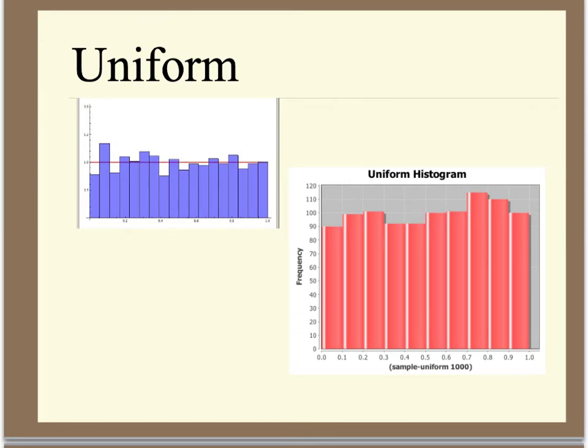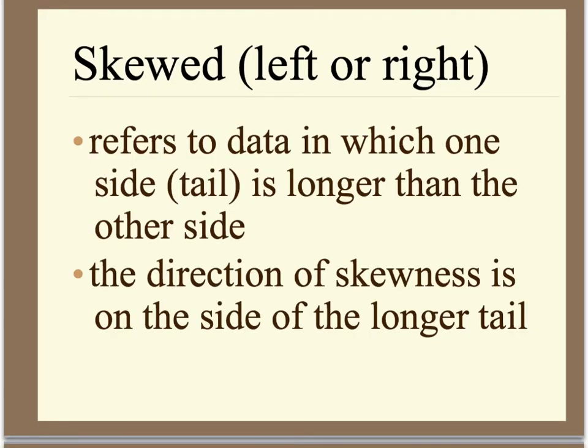This top picture, all the data is in almost exactly the same place, all across here. Same way with this one down here. And these are both histograms. Data can also be either skewed to the left or skewed to the right. And usually we call the thinner side of a distribution a tail. If one tail stretches out farther than the other, the data is said to be skewed to the side of the longer tail.